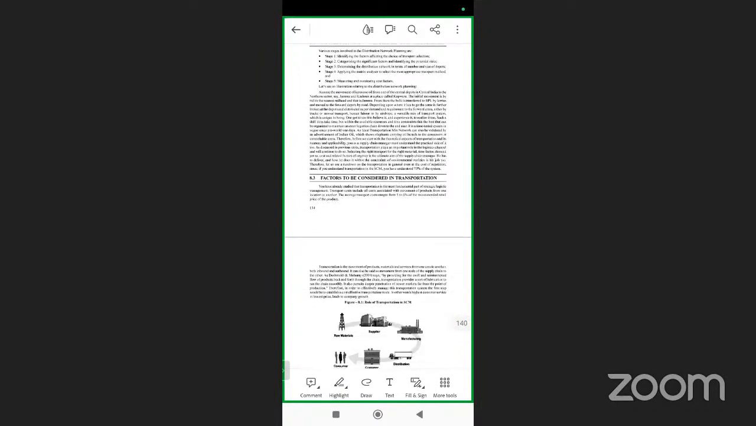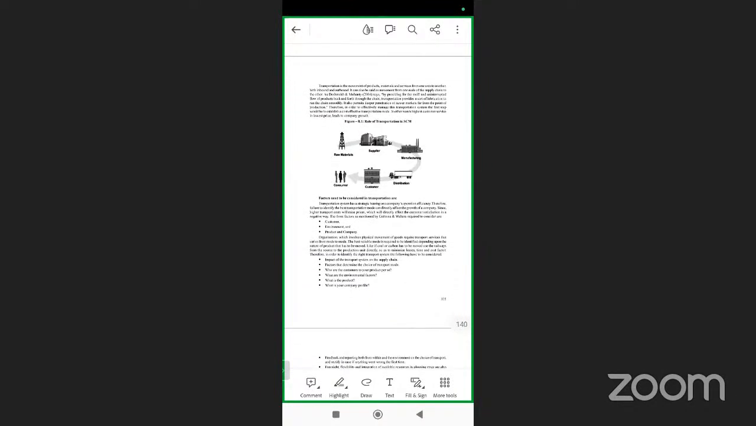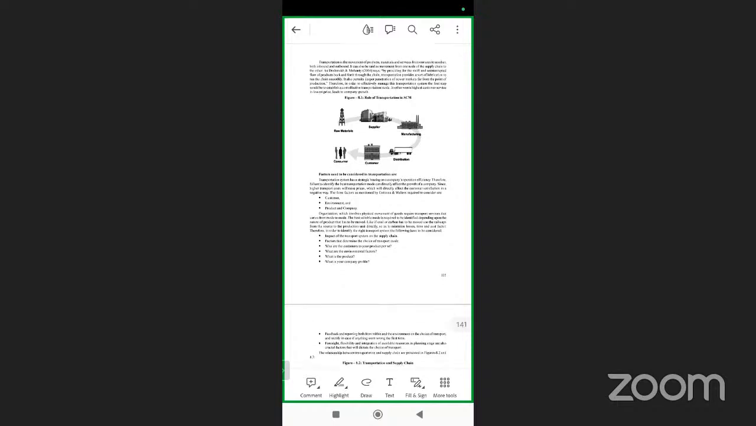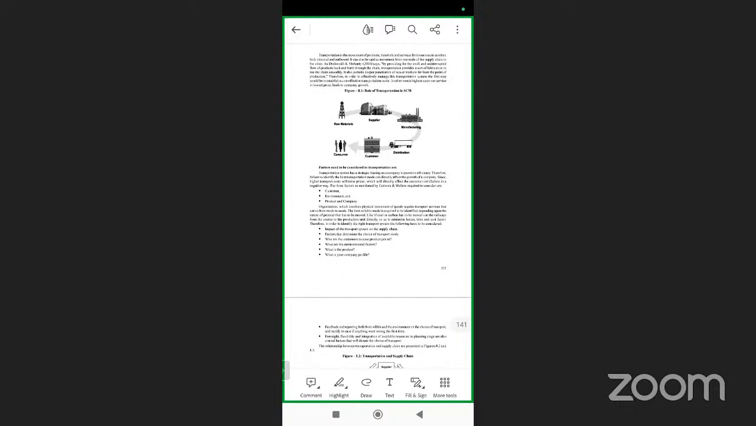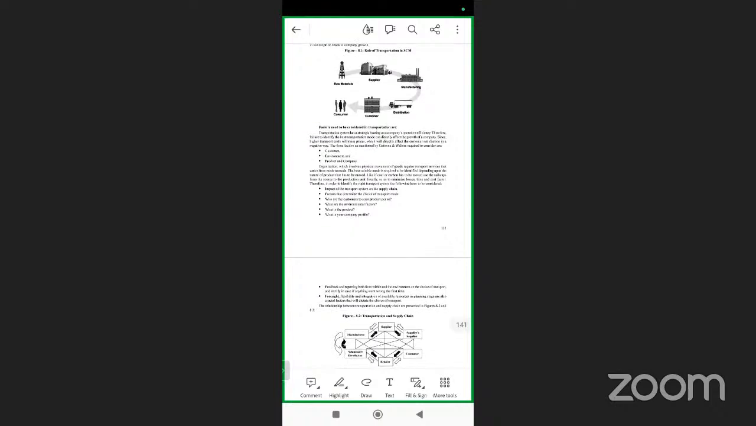Now, what are the factors to be considered in the transportation? Here what we need to consider is, first one is the customer, right? And second one is the environment, the product, and the company. Where is the customer? And see, impact of the transportation system on the supply chain, factors to be determined, the choice of the transport mode. See, all the things, maybe in the next unit, we will see what are the modes of transportation.